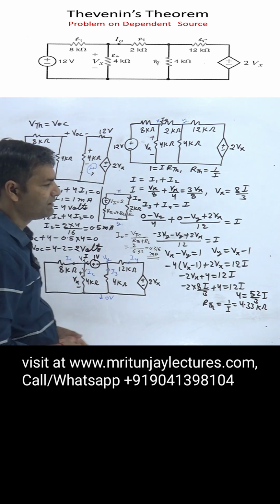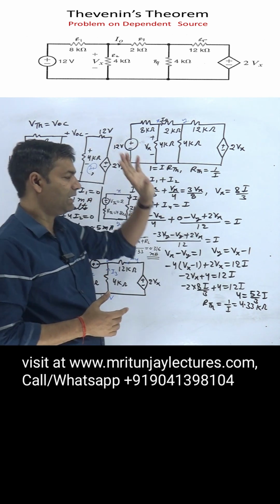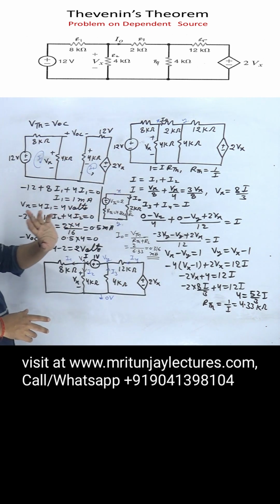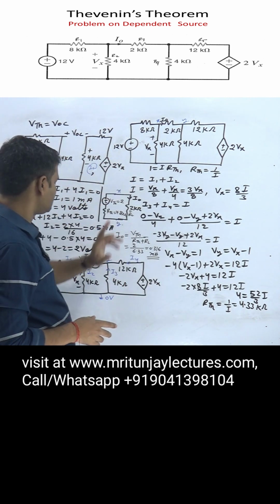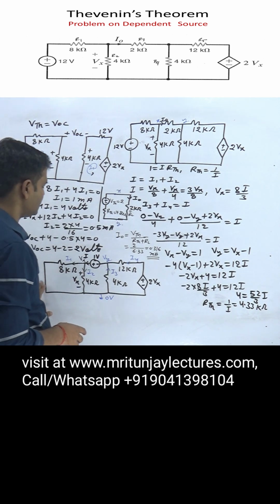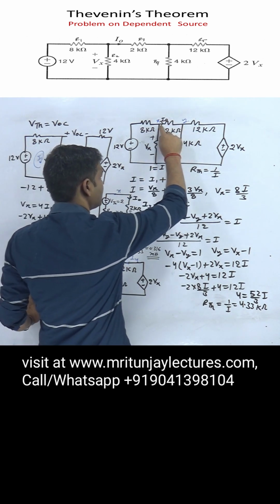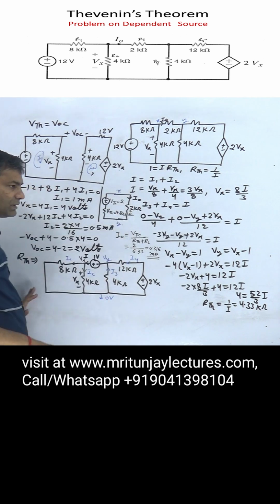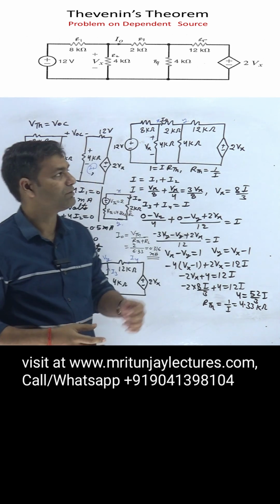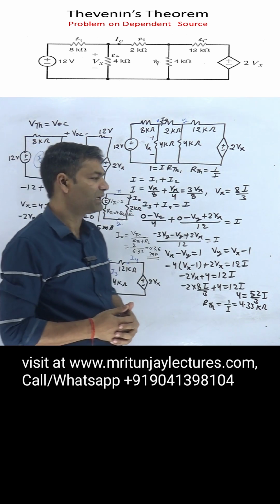Now the next target is to determine RTH. So how can we determine RTH? All independent sources are reduced to 0, that is, the voltage source is reduced, which means 0 voltage, that is a short circuit. After that, at this XY terminal, you can assume a 1 volt voltage source or a 1 ampere current source, because a dependent source is available. That's why we determine RTH this way.